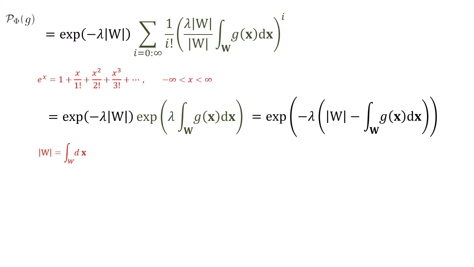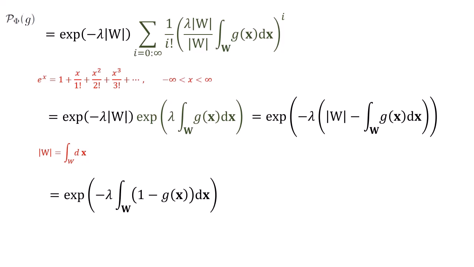This will be integration over dx. So then I can take both common and I get 1 minus g(x) dx. So this will be the PGFL for the uniform PPP. Now this is for the W.